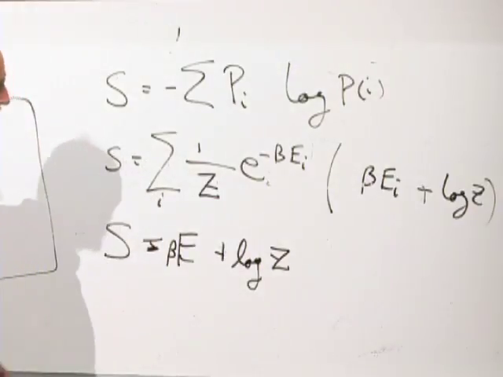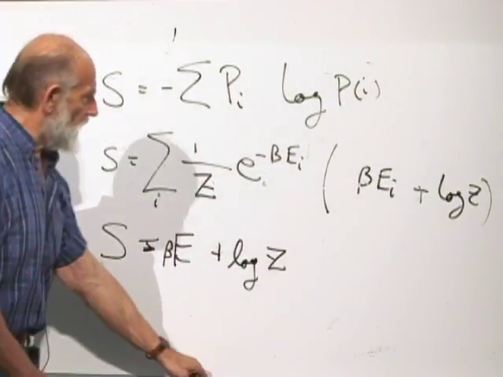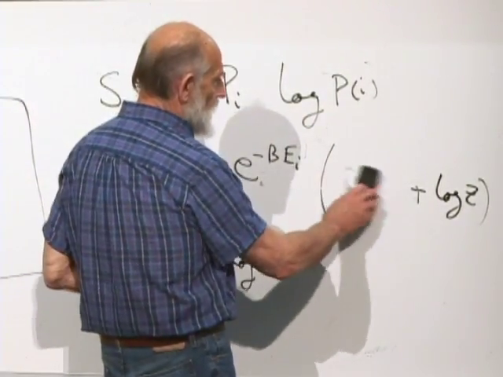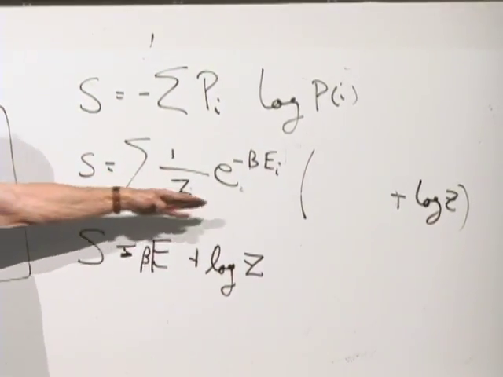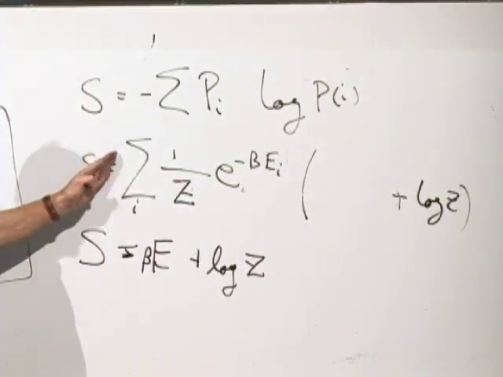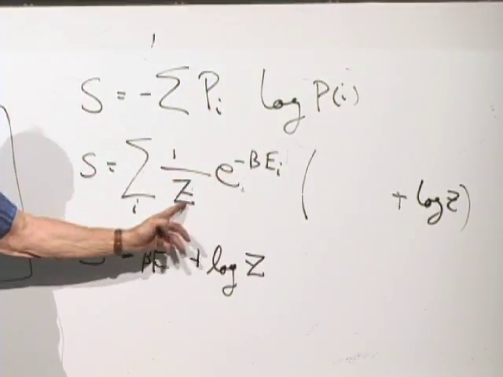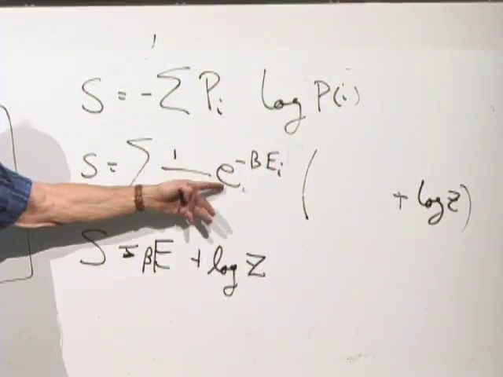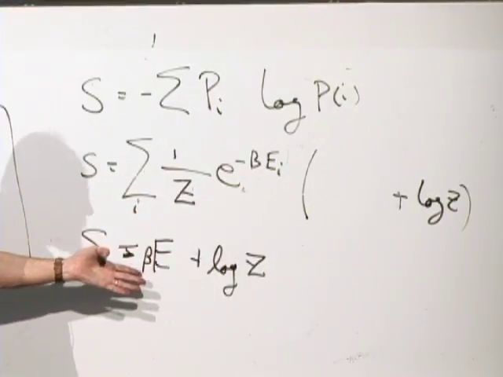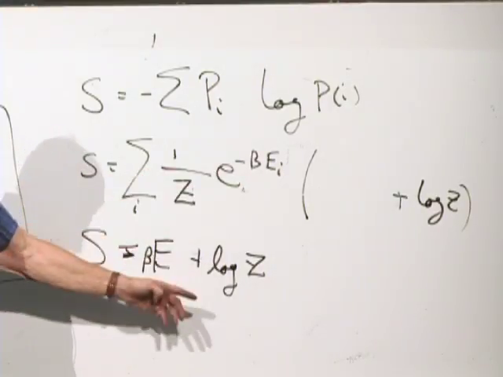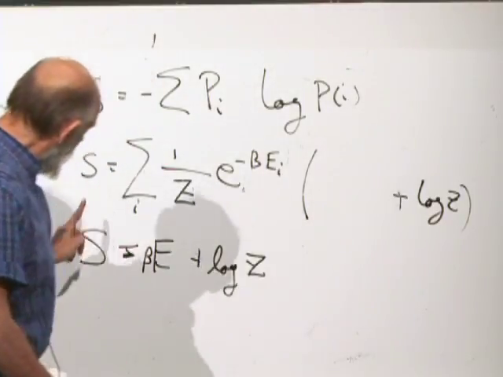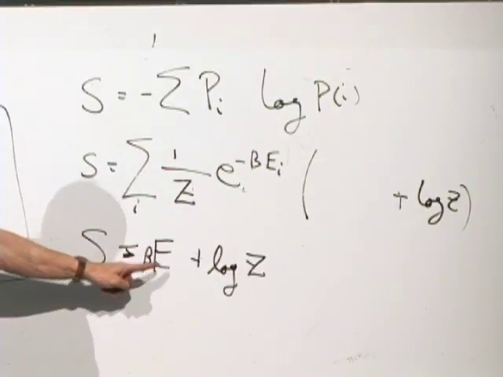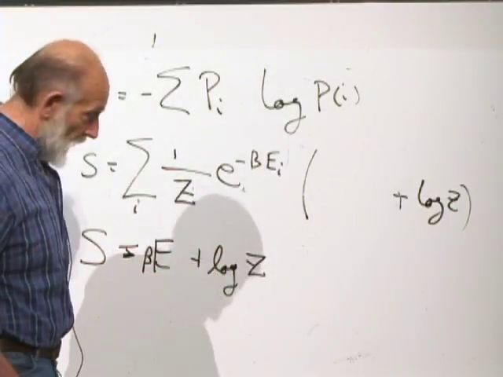Go over that again. We've taken care of the first term here. That was just the average energy. The second term, we can factor out the log of z on the outside. It's log of z, and then it's just the sum of 1 over z e to the minus beta e sub I. That's just 1. So that's it. What do we have? We now have a formula relating entropy, energy, and Helmholtz free energy.